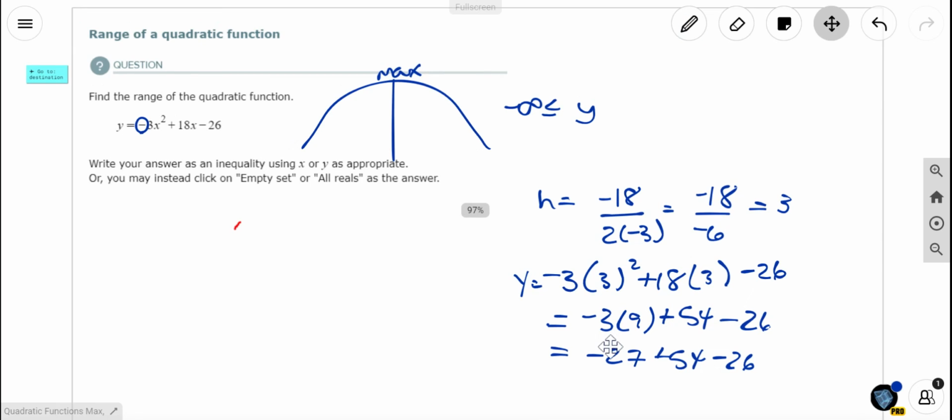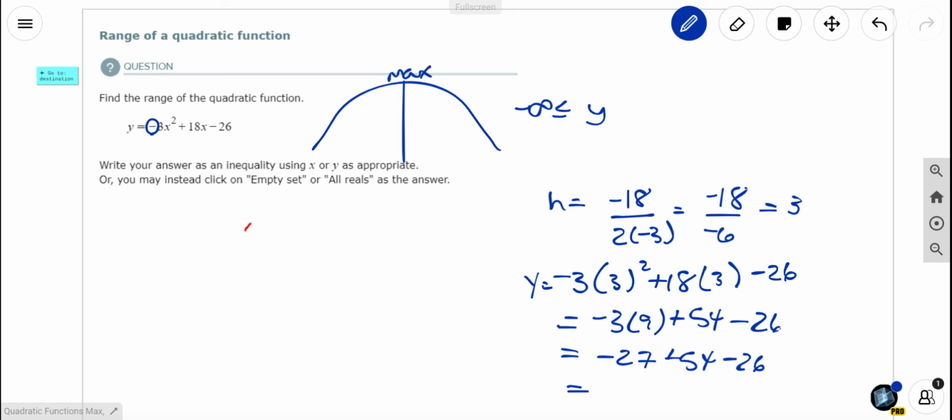Okay, so 27 plus 26 is 53. Is that right? 53 plus 54 equals 1. So y equals 1. So the highest it gets is 1. There you go. That's it. End of this video.